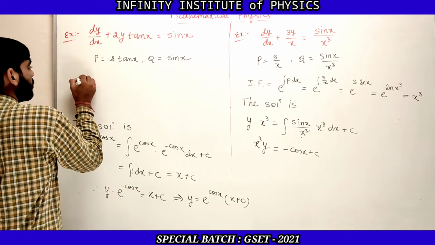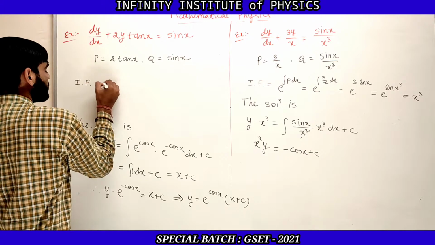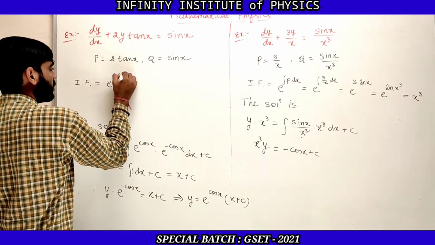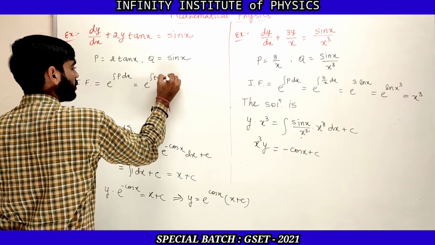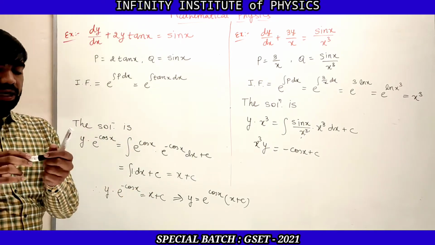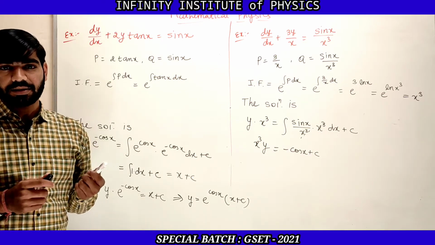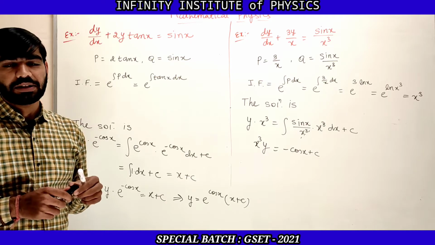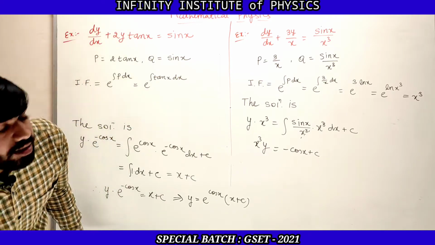So now, first of all, we need to find the integrating factor. So integrating factor is equal to e raised to integration p dx. So it is e raised to integration of 2 tan x dx. How do we find the integration of tan x?